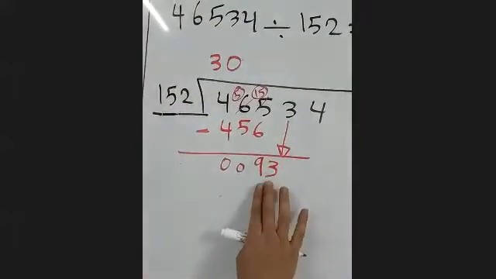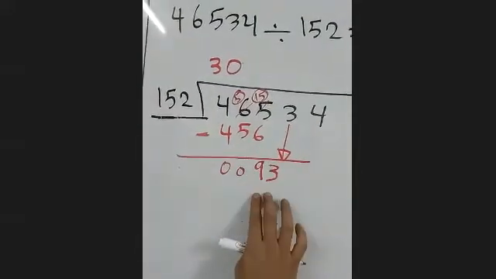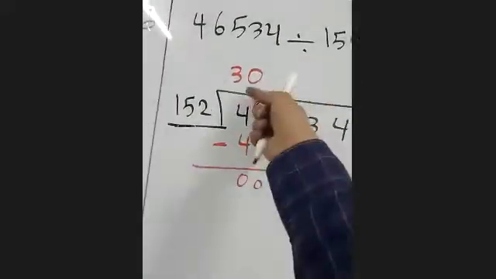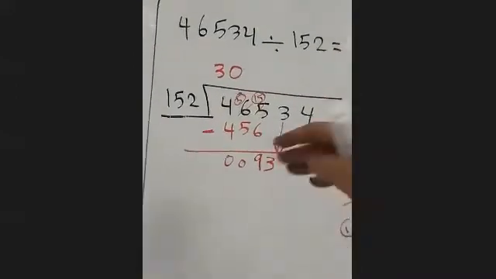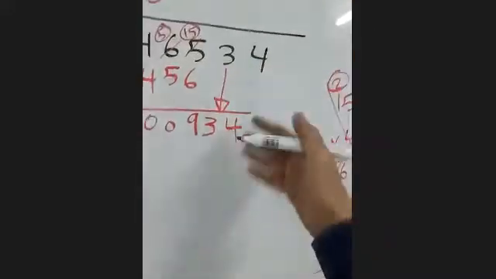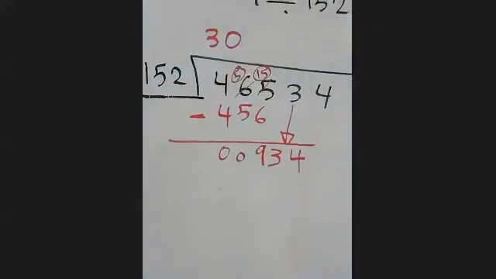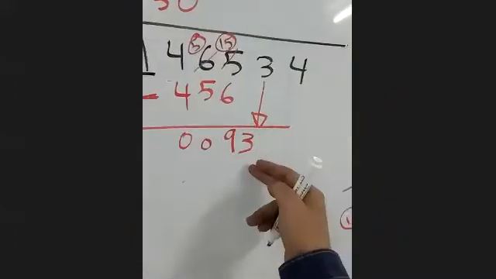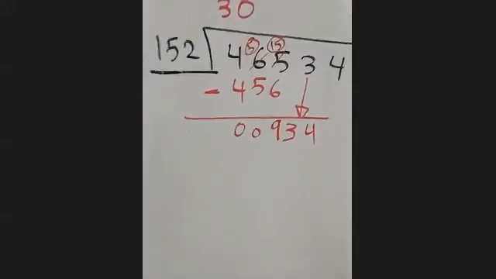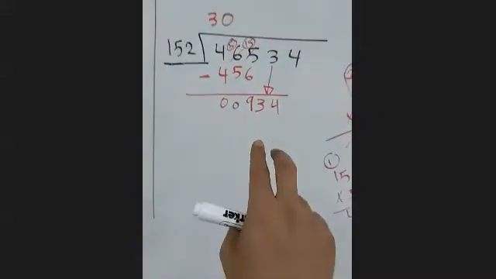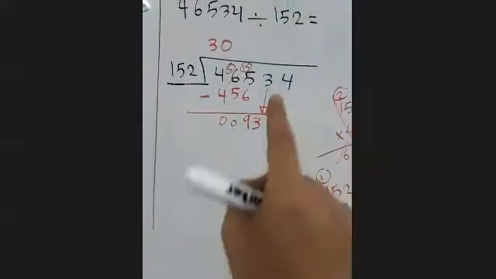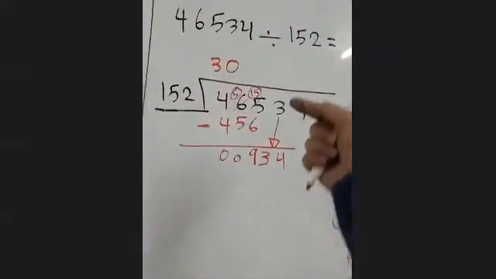I bring the 3 down, I have a smaller number. If you do that and you have a smaller number after you bring a number from the dividend, you put 0 in the quotient directly. Then you bring the 4 down to make it bigger. Don't bring the 3 and the 4 together. Put 0, then bring the 4 down. Don't bring two numbers together. You bring one number by one number down.